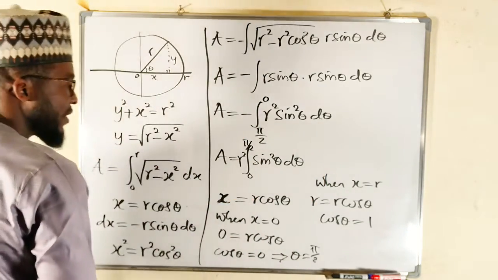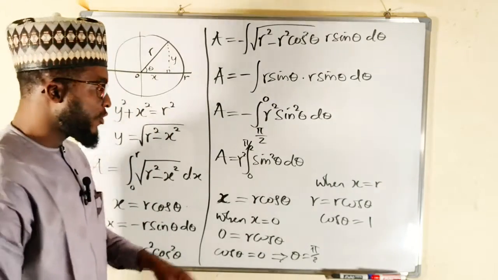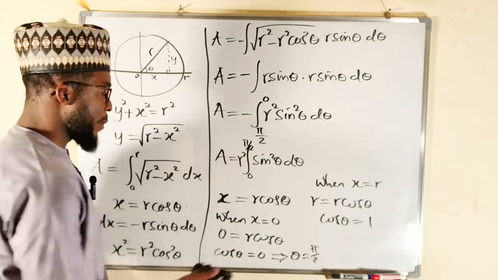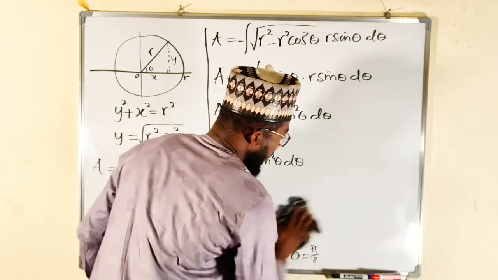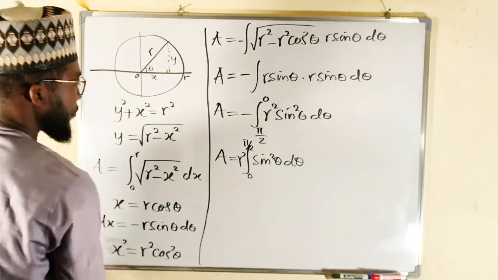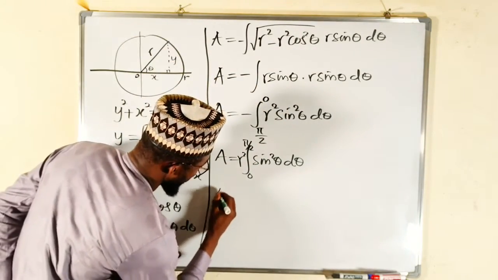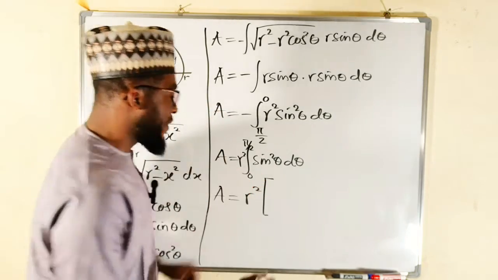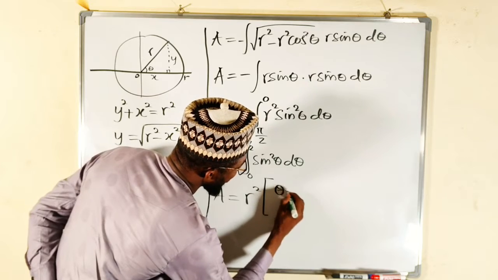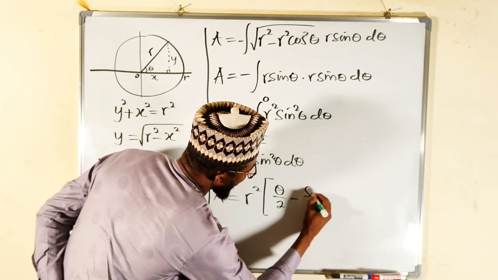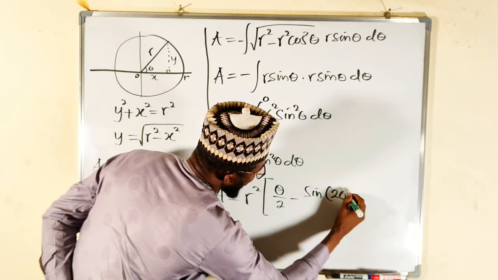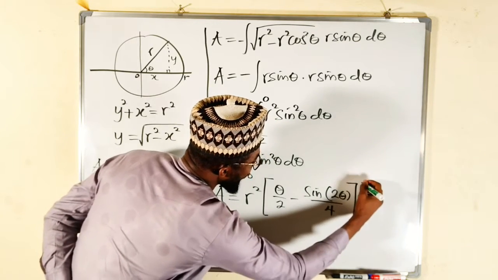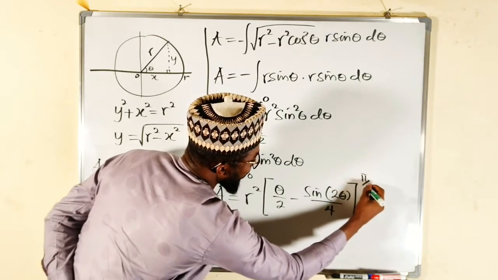I don't have to show you all the steps. I have a particular video that showcases all the steps for finding the antiderivative of sine squared theta. I think I'll place it in the comment box or in the description. So A, which is our area, is equal to r squared multiplied by the integral of this, which will give us theta divided by 2 minus sine 2 theta divided by 4. The limit is from 0 to pi divided by 2.